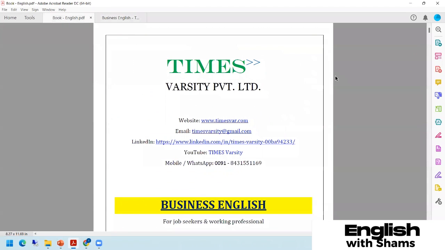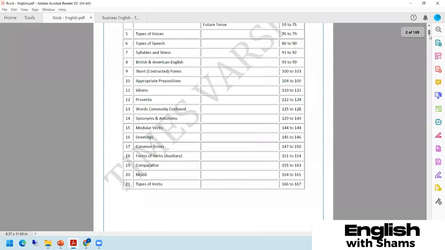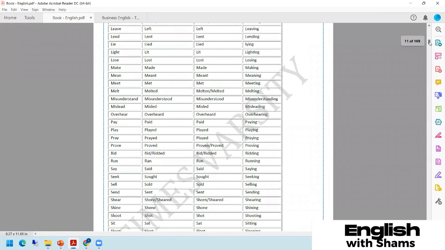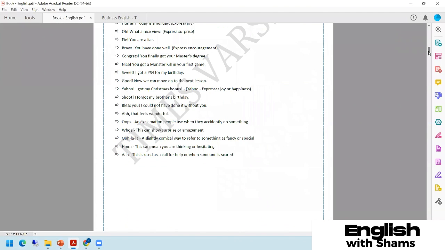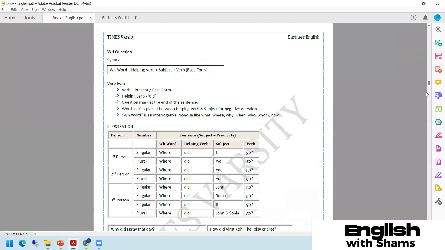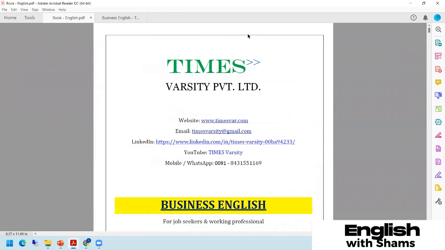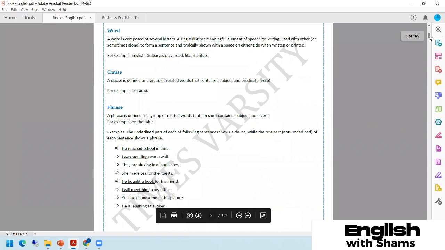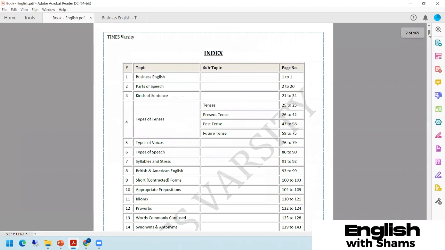During the training, you don't need to make any notes, because the documents which I am going to refer to during the training, the same document in the form of a book you will receive. The business English book is approximately 167 pages. So this 167 page book you will receive, and throughout the training, we will be referring to this book.